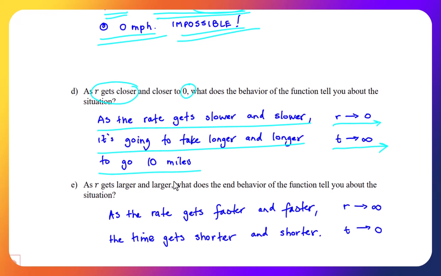On the other hand, as the rate gets larger and larger and larger, and you're still going to go 10 miles, obviously the time is going to get shorter and shorter and shorter. So the rate is increasing, and the time is getting smaller and smaller and smaller.